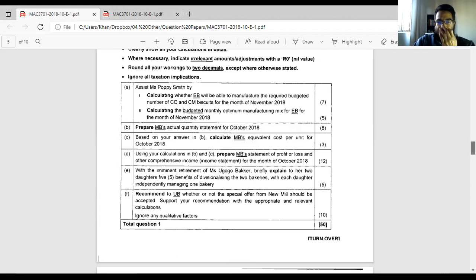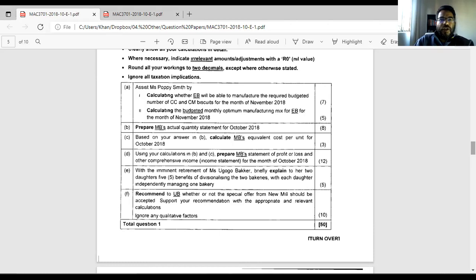So that is a big focus area. I want to take my time on part D. If you have time, we're going to do part F. Part D says, using your calculations in B and C, prepare MB's statement of profit or loss and other comprehensive income for the month of October 2018.